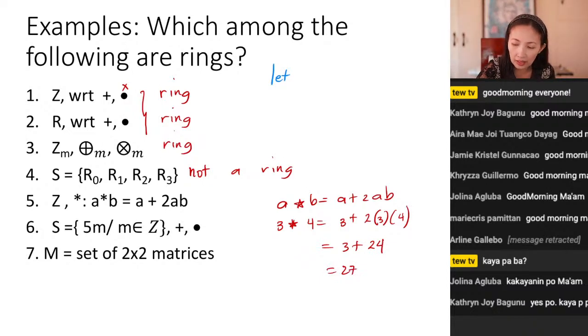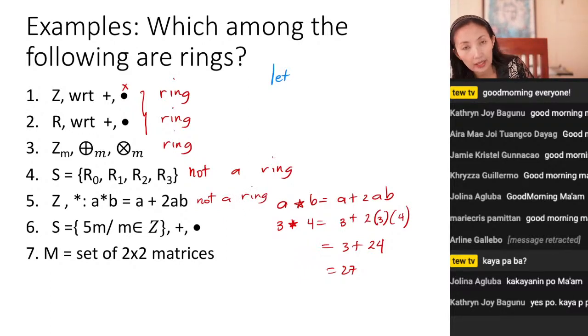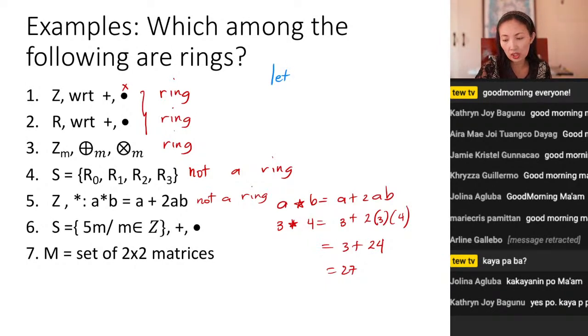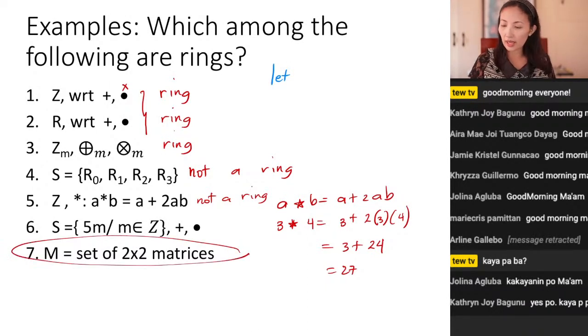This is not a ring because there is only one operation defined on it. And number 6, the set of all numbers 5m such that m is an element of Z, or multiples of 5. Ring kaya siya? There are two operations defined on it, addition and multiplication. So, pang last na. Sagutan na lang natin itong number 5, number 6, so that you will have a basis in answering number 7 because I gave this in your assignment.